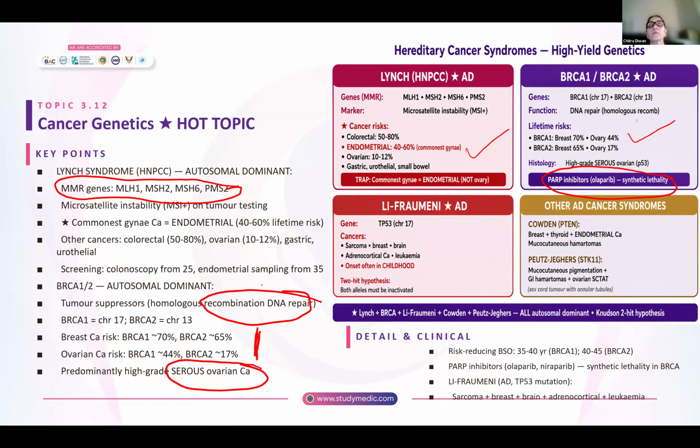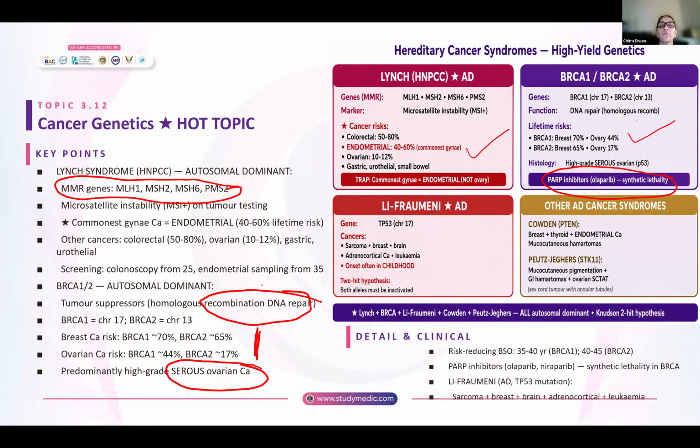Now, Li-Fraumeni is another cancer syndrome which is autosomal dominant. The gene is present on chromosome 15. It is the P53 gene that is defective. And you get cancers, most commonly sarcoma. You get breast cancers, brain cancers, adrenocortical cancers and leukemia.